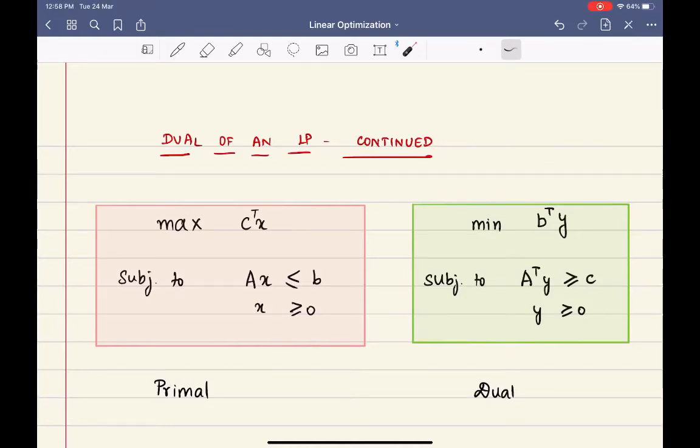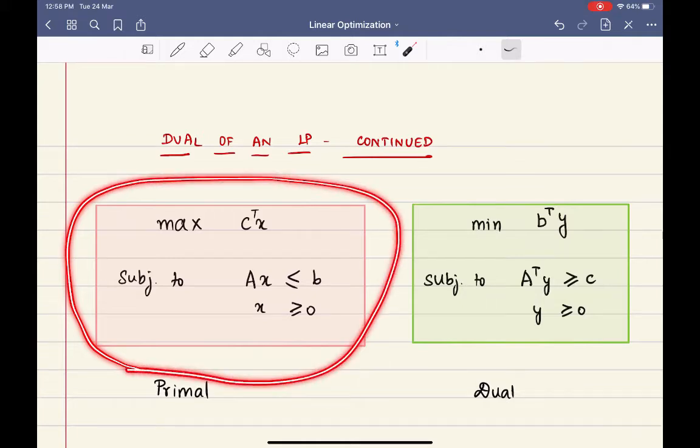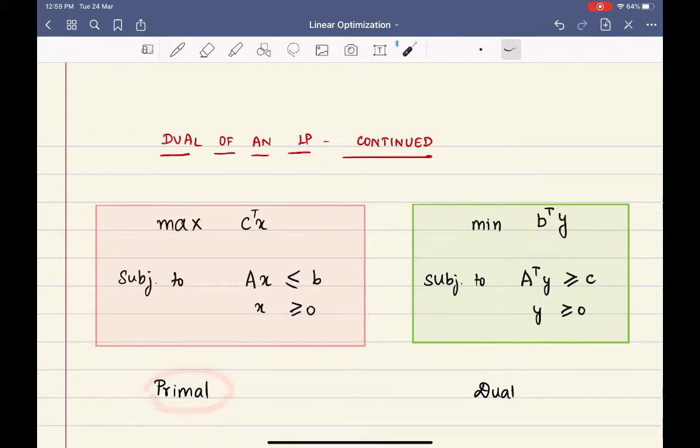In the last video, we saw this notion of a dual of an LP. We were given an LP in this particular form. We called it the primal, the LP with which we started. And for this LP, we associated this one, which we called the dual. We will continue seeing a little bit more about primals and duals.